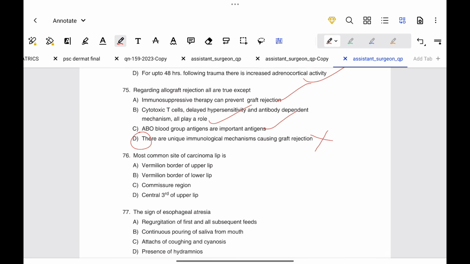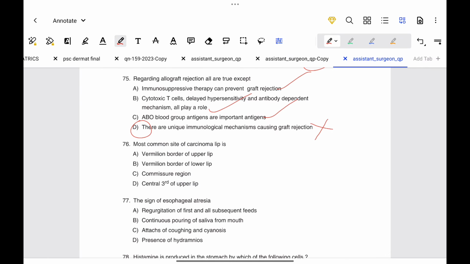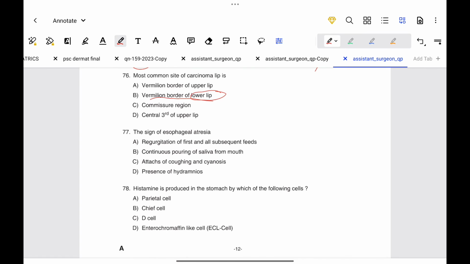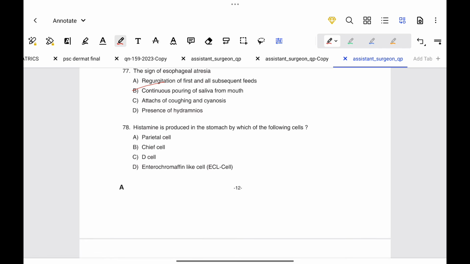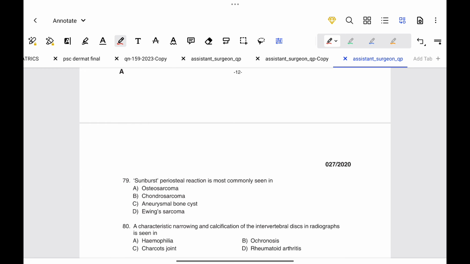Most common site of carcinoma lip is the vermilion border of the lower lip. It is not the upper lip, it is the lower lip. Next, the sign of esophageal atresia is continuous pouring of saliva from the mouth. Option B. Histamine is produced in the stomach by which of the following cells? It is produced by ECL cell or enterochromaffin-like cell.